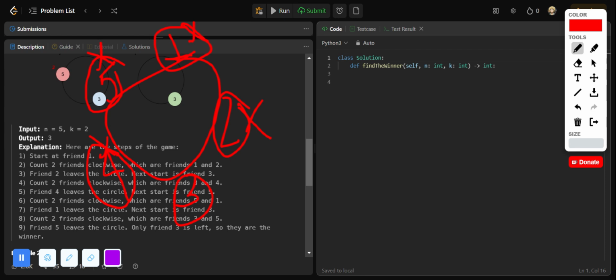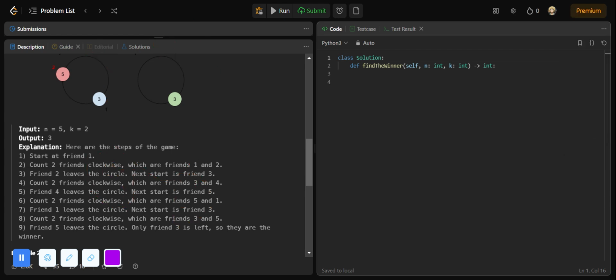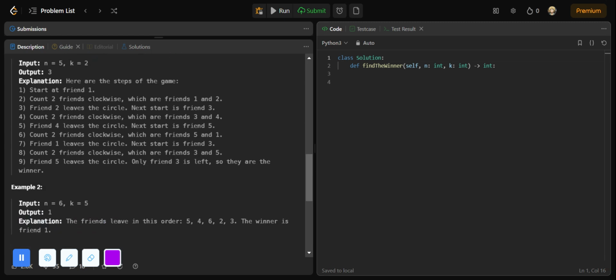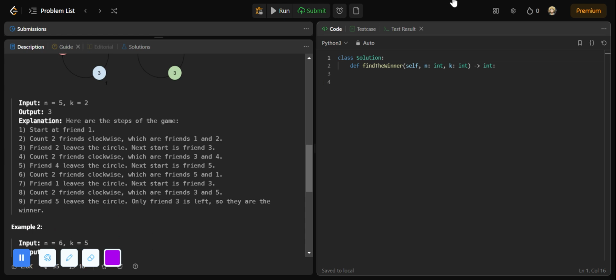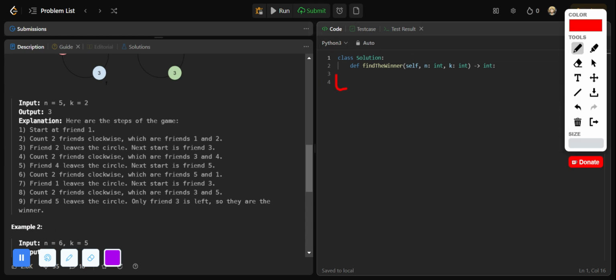But if you already know about the Josephus problem, it's going to be easy for you. What we are going to do is represent the friends as an array. Let's say we have 5 friends, A, B, C, D, E, and their indices are 0, 1, 2, 3 and 4.